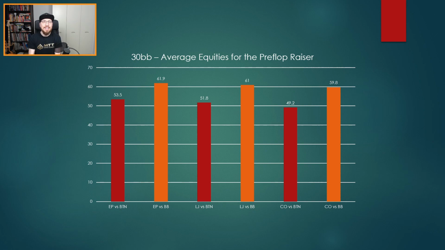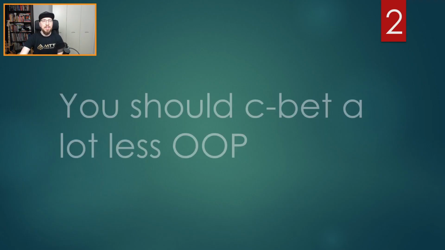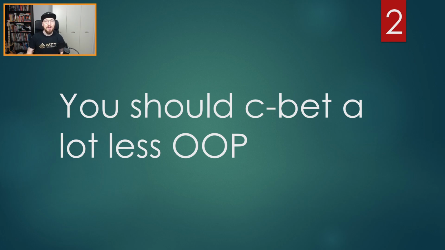Now what this means is that we should do a lot more checking. Number two, you should c-bet a lot less out of position. This is the biggest one. If there's one thing that you can take away from today's video, it's c-bet a lot less when you're out of position. Now, of course, all of these hints and tips are about playing out of position as a pre-flop raiser in single raised pots and heads up. Obviously, there would be different strategies for playing multi-way. So I just wanted to make it clear that we're playing single raised pots heads up.